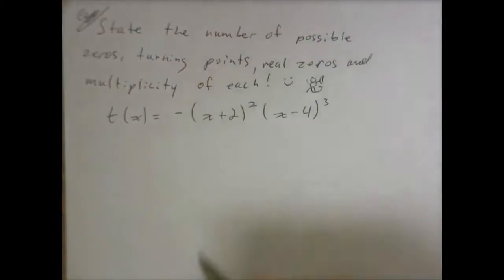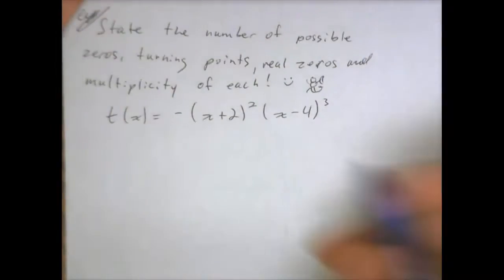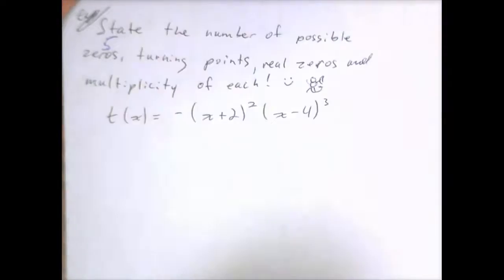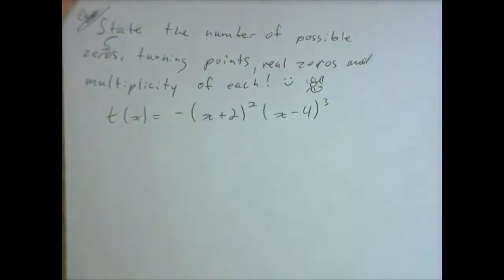Okay, so with this one, state the possible zeros. Well, we have 2 and we have 3. 5 is our highest power, so 5 possible real zeros. For the turning points, again, we'll determine all that later.